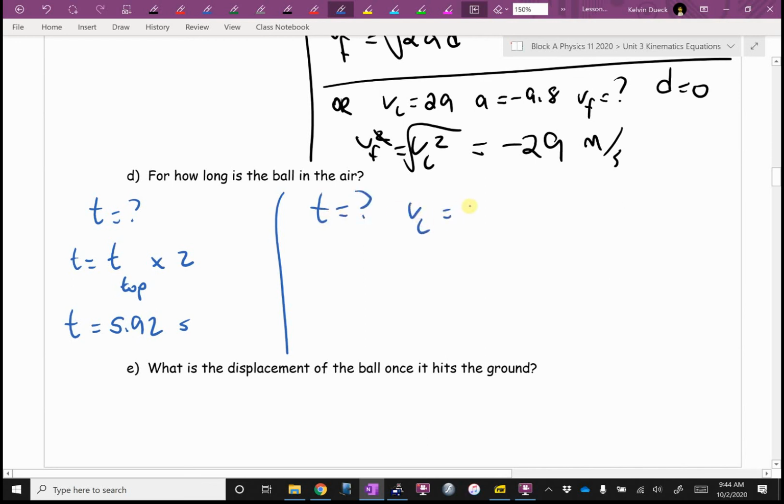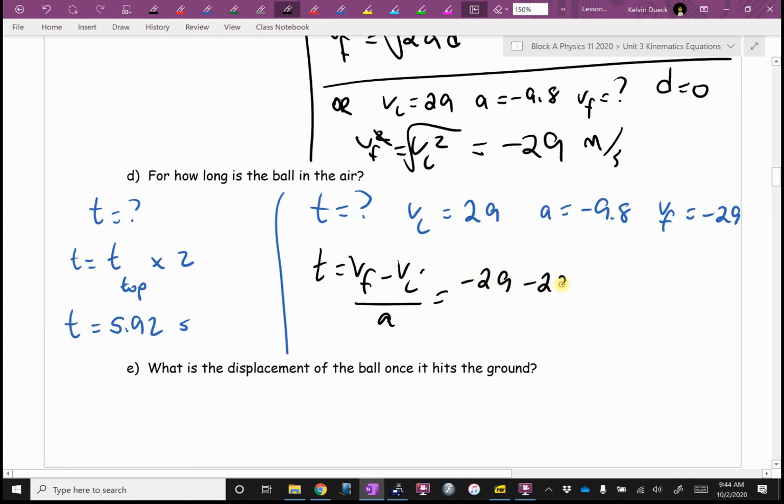What was VI? 29? What was A? What was VF? What goes up must come down. I would probably use this, and then, Nick, I would say there's got to be an equation that has a T, a VI, an A, and a VF in it. There is one. Get the T by itself, please. Yep. So it's going to be negative 29 minus 29 all over negative 9.8.